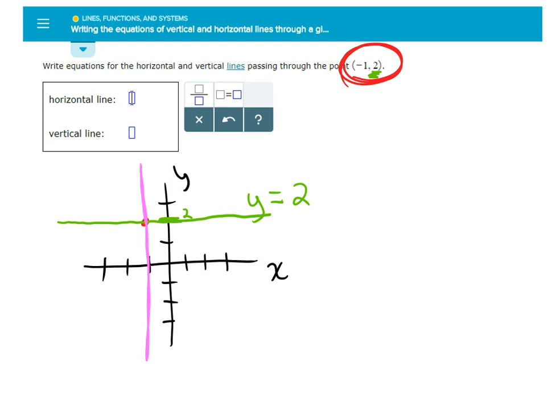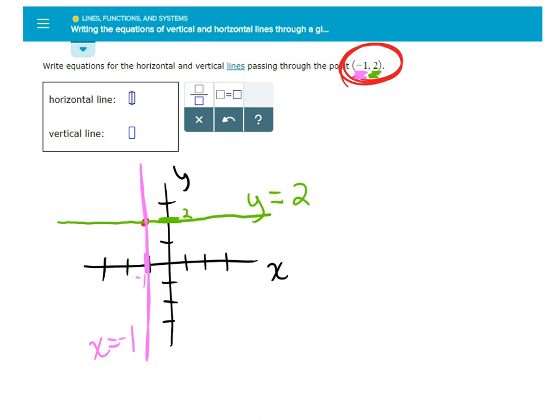So the equation for vertical lines is x is going to equal whatever the x coordinate is of that point, -1. And if you look at it, that vertical line going through that point does cross the x-axis right here.